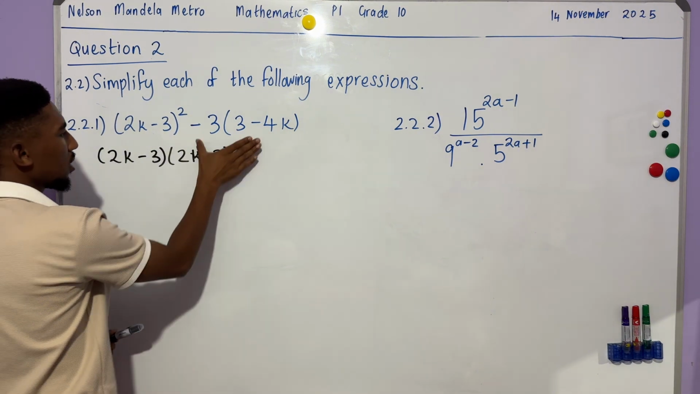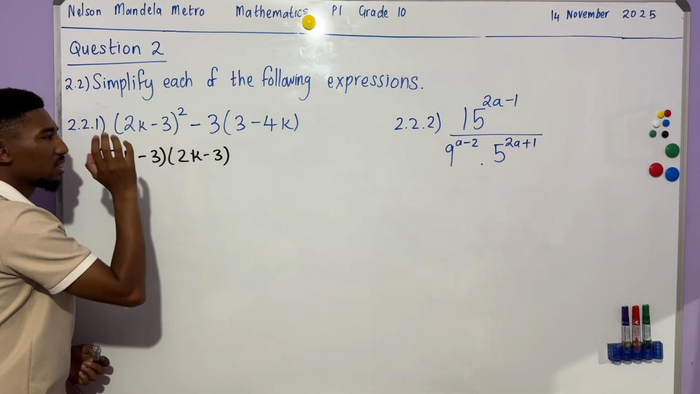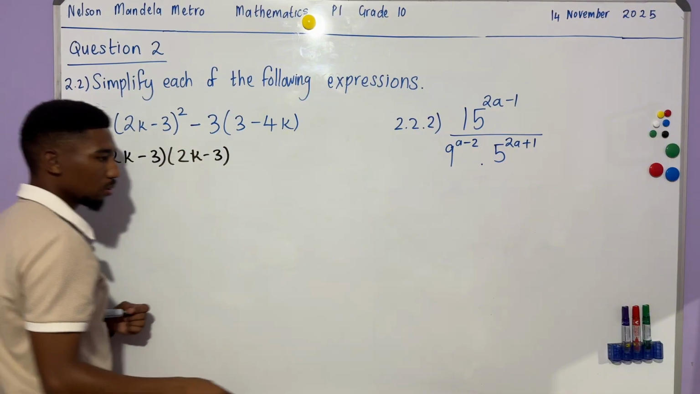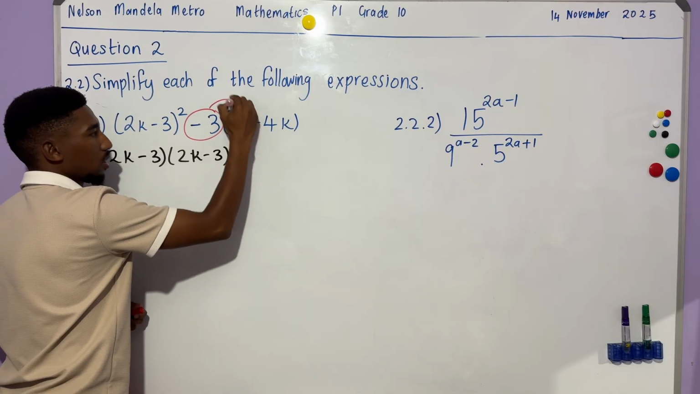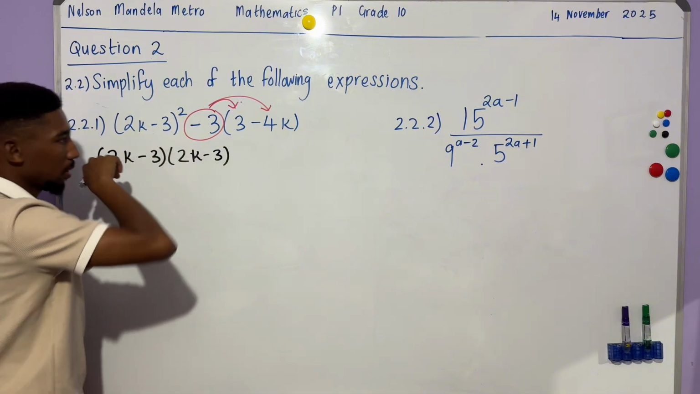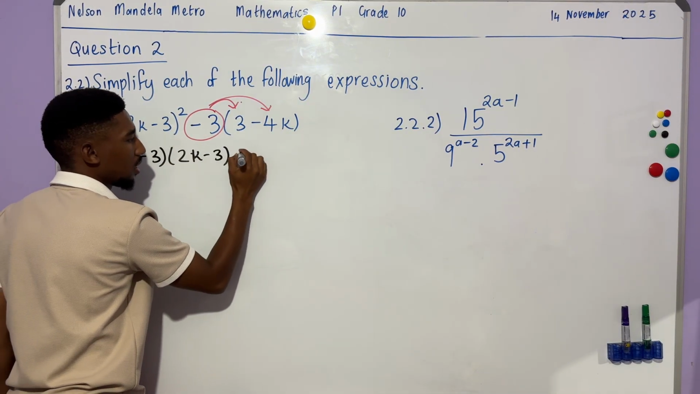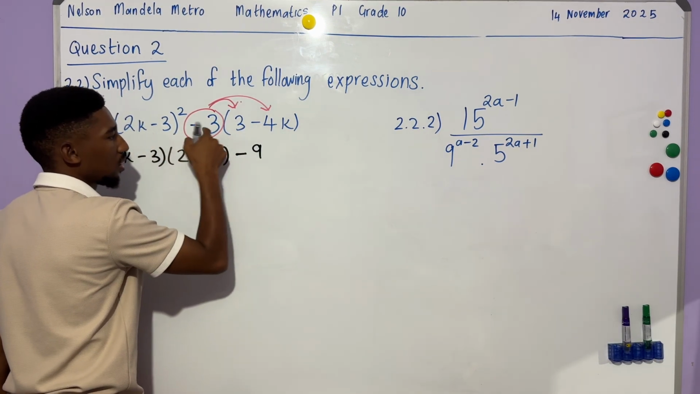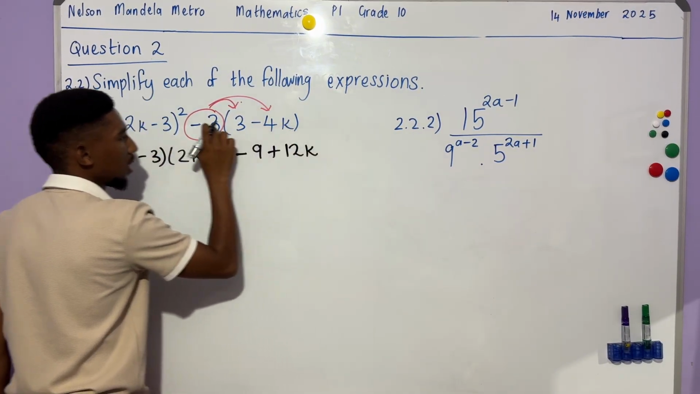Then if we look at the second term, we have minus 3 and we have a bracket. The moment we have a number or variable outside the bracket, we simply multiply it with every term inside the bracket. It's called the distributive property, if you didn't know. So minus 3 we multiply with the first term, which is 3. That gives us negative 9. Minus 3 multiplied by minus 4k: 2 negative numbers give us a positive. 3 times 4 gives us 12, and the k comes along.